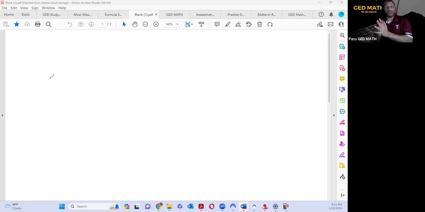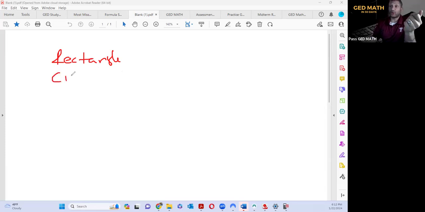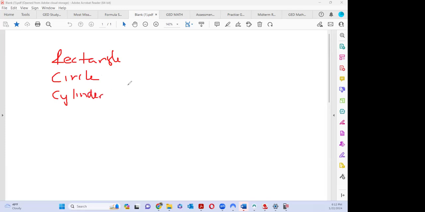So a lot of times what they'll do is give you unknown dimensions. You might have to do a rectangle, right? They might give you the area or perimeter, and then one of them, the length or width. A circle, where they might give you area or circumference, and you got to solve for R or D. They might give you a cylinder, where you have to solve for the radius or diameter. Okay, so those exercises.